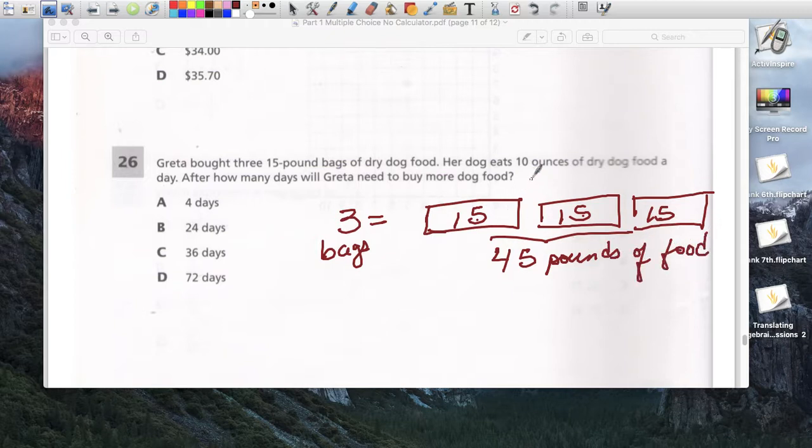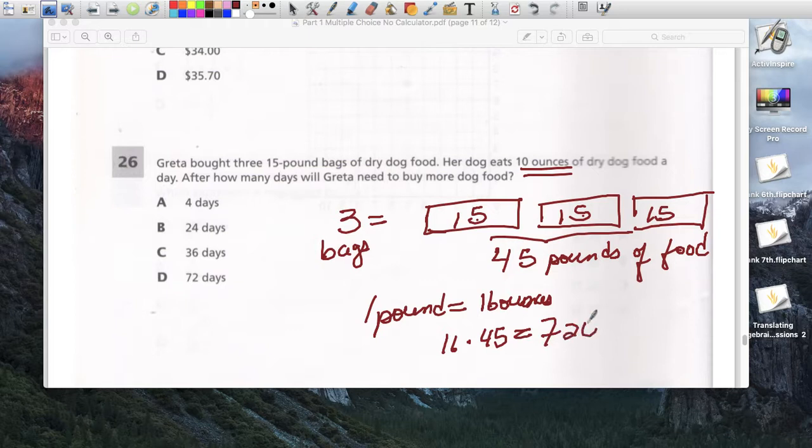And our dog eats in ounces, so that makes things a little bit more difficult. So 1 pound equals how many ounces? It's 16 ounces. So we need to convert these 45 pounds into ounces. If 1 pound is 16 ounces, you're going to take 16, multiply that by 45, and you shall get 720 ounces. So 45 pounds of food is the same thing as 720 ounces.